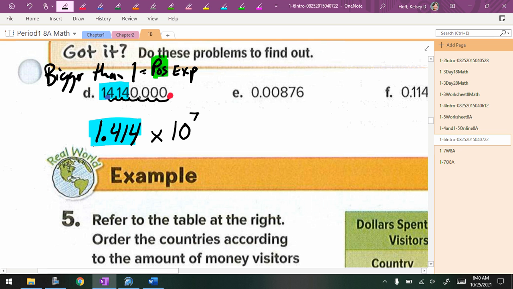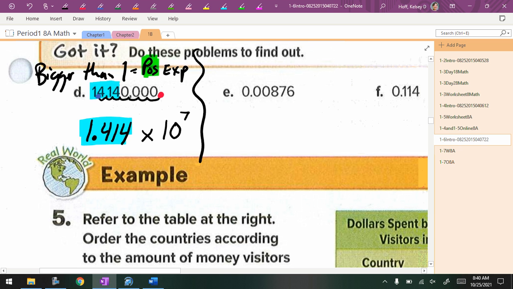Okay. So my answer here is 1.414 times 10 to the 7th. Now I'm writing that really big number in scientific notation so that I don't have to have all those zeros written down. That's your answer. Okay. Let's go to E.